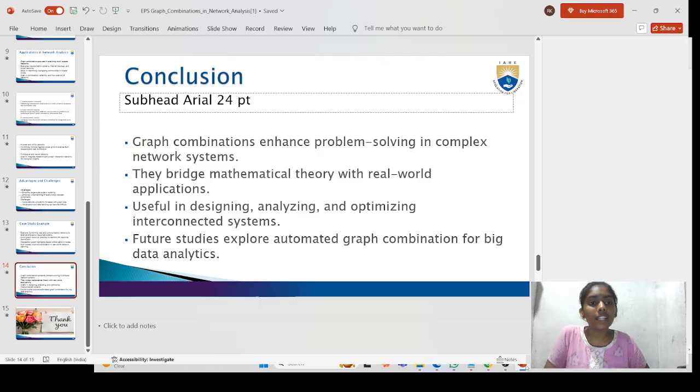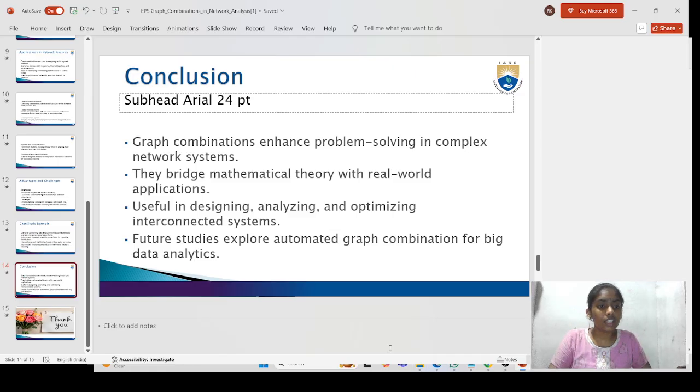So the final part, conclusion. Graph combinations enhance problem solving in complex network systems. They bridge mathematical theory with real world applications, useful in designing, analyzing, and optimizing interconnected systems. Future studies explore automated graph combination for big data analytics.